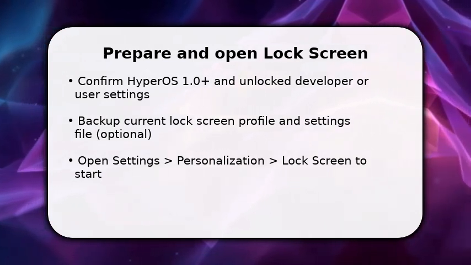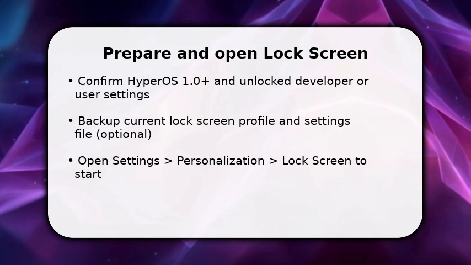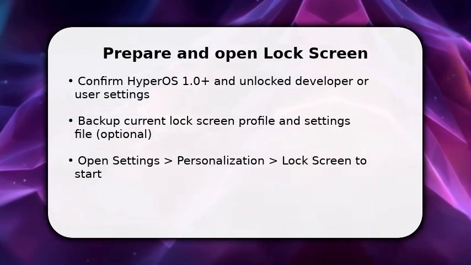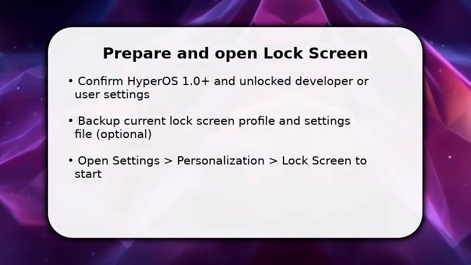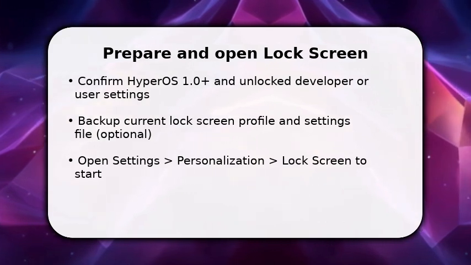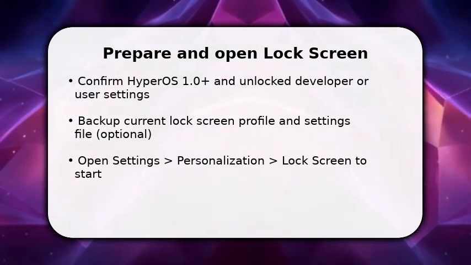Now open Settings, navigate to Personalization, then Lock Screen and tap the Only Way option to begin configuration. This immediate step loads the custom engine, so the following detailed adjustments become available.